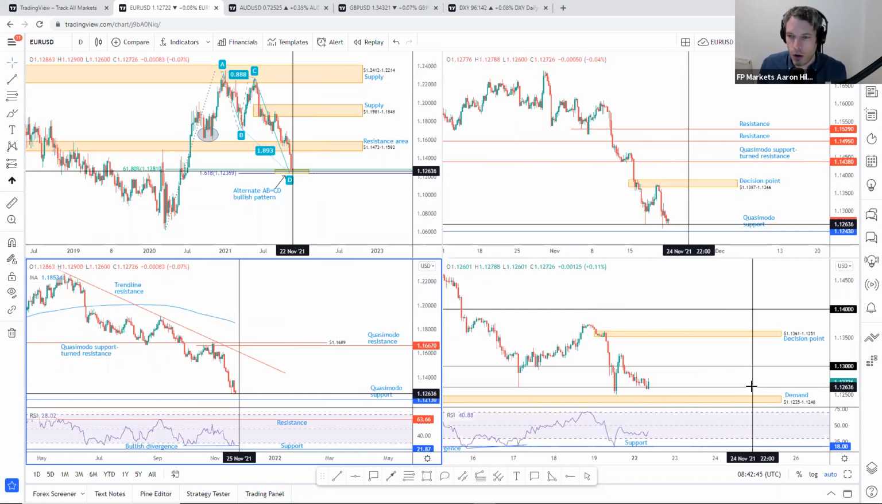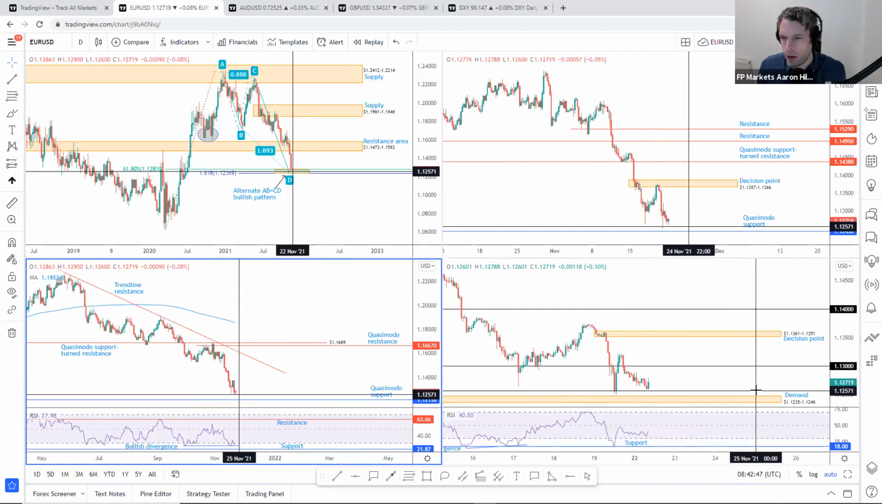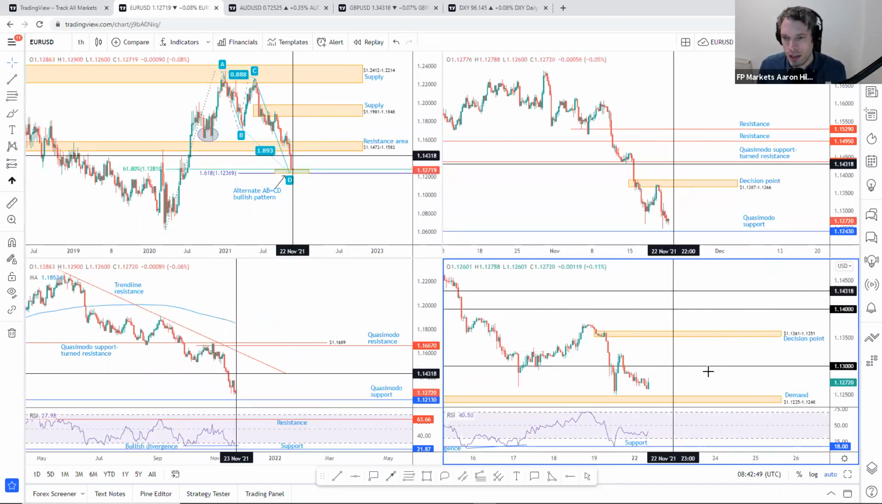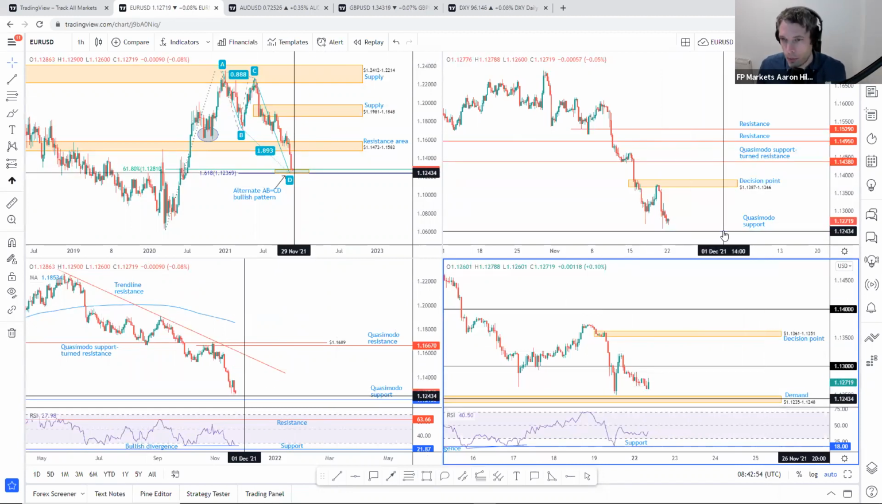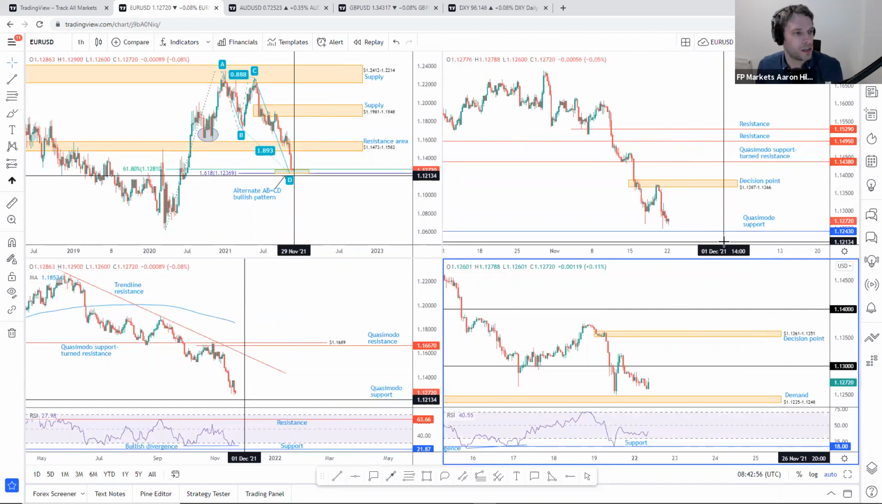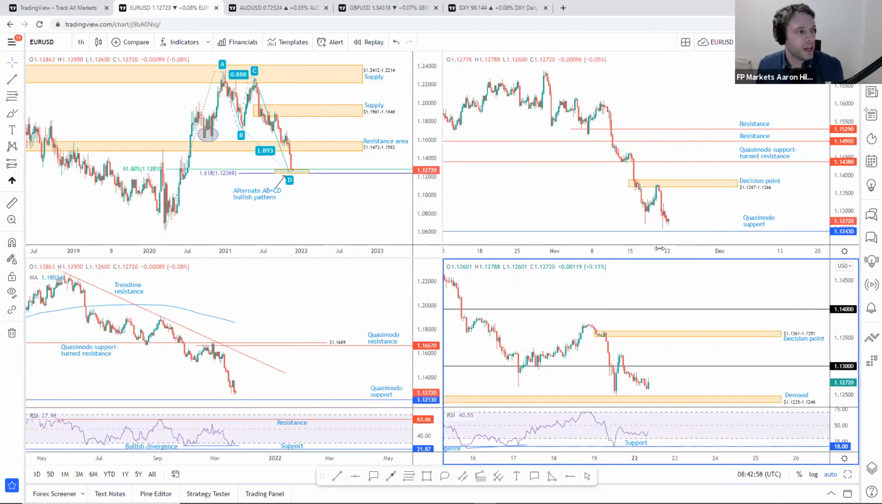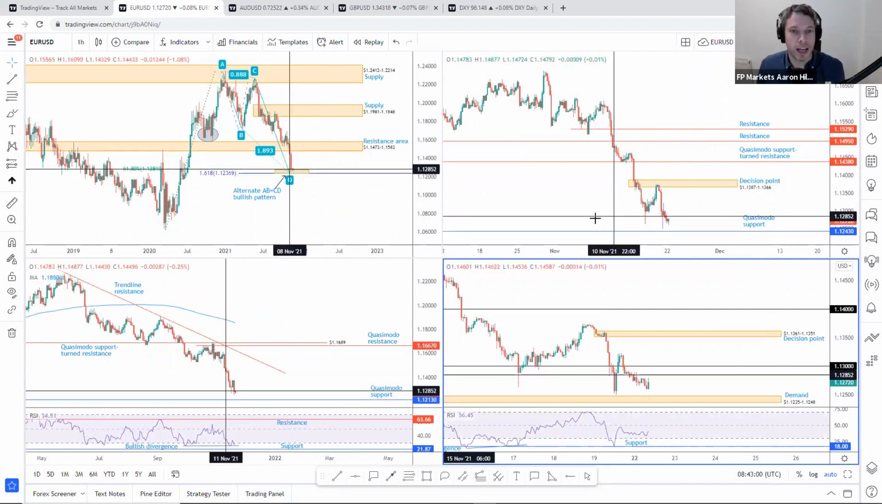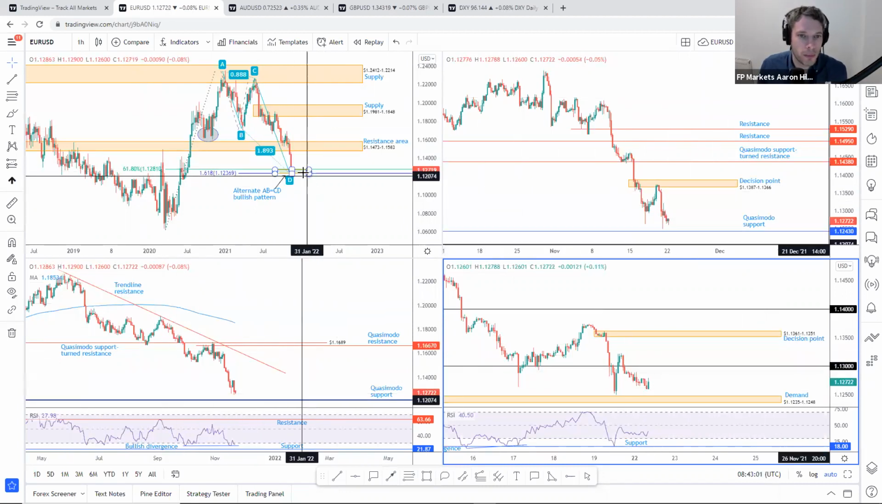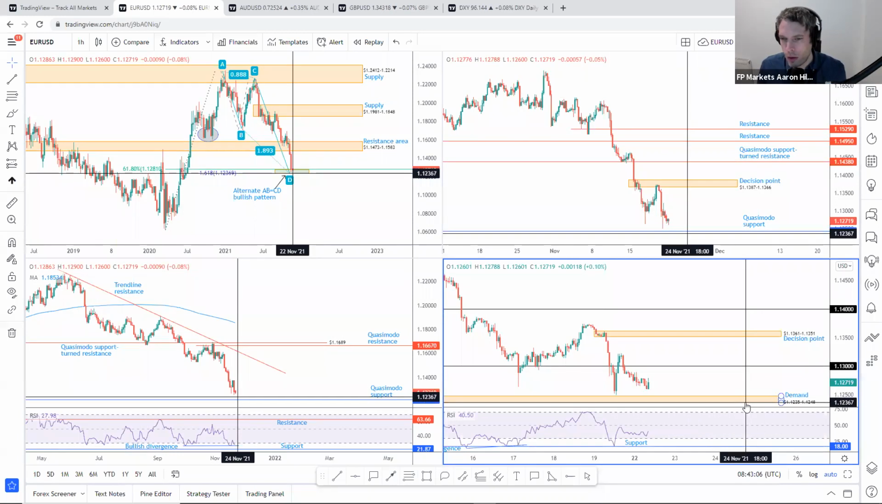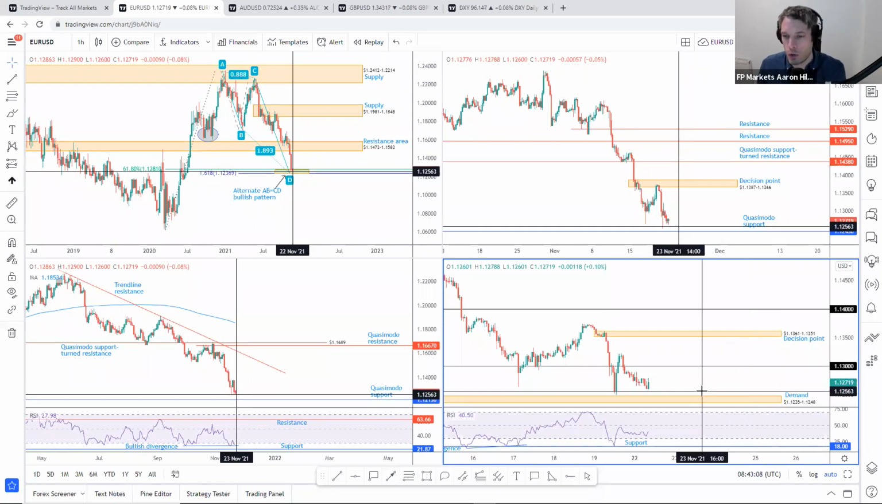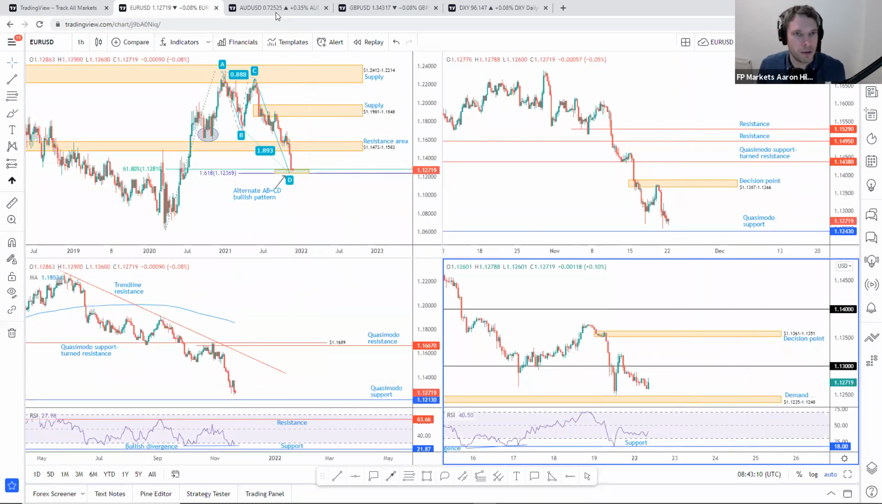Now, the combination of H1 demand at 1235, 1248, and H4 Quasimodo support coming in at 1243 is noteworthy. This short-term zone also welcomes a connection with the weekly time frame's support zone. Consequently, a bounce from 1235, 1248 could be in the offing should we test this area.